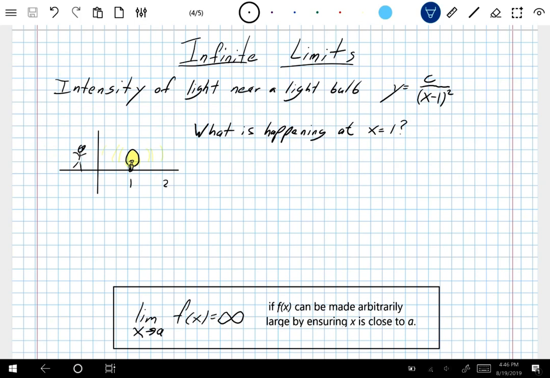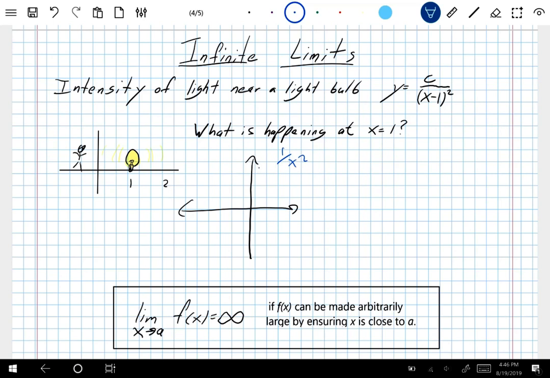Luckily for you, you are familiar with a lot of basic functions. And here's where it's going to be super helpful for you if you know what 1 over x squared looks like. In fact, let me make this a little smaller here. Okay, so 1 over x squared is one of those basic functions you should know.